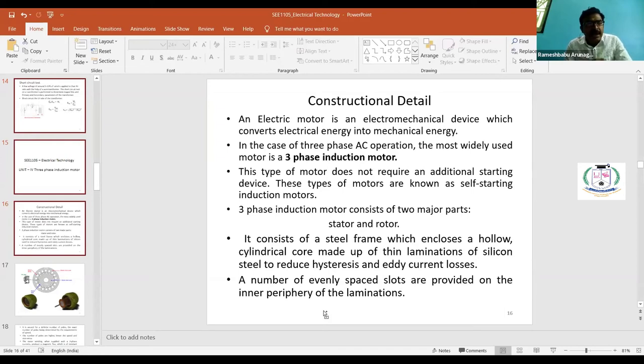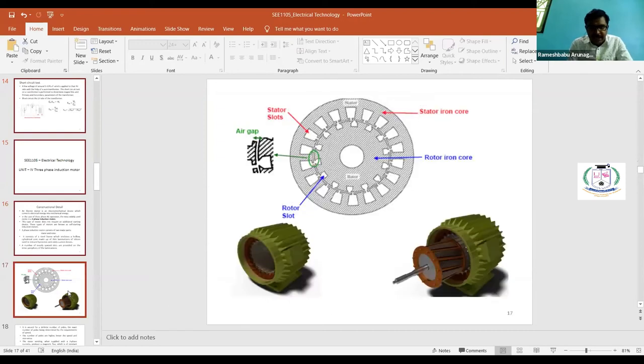So the conductors are connected in such a way that there will be a three-phase winding as connected. Three-phase winding connection has been made in this. Okay, so now you can see the construction diagram here.